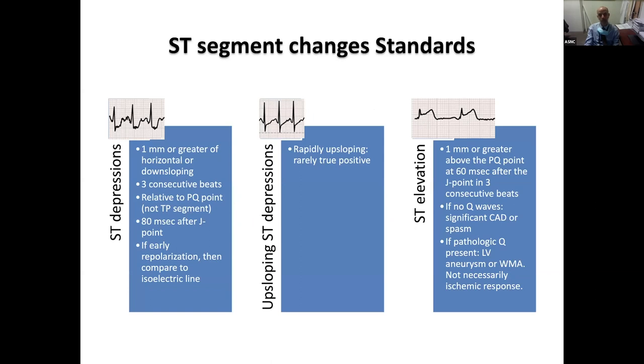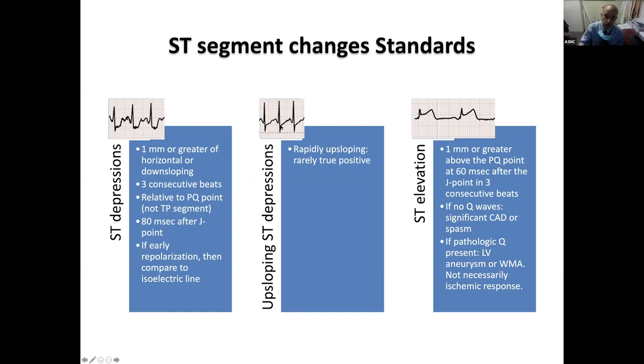These are the standards that we use to diagnose ST segment changes. I have summarized them here for the three most important, most frequent ones. ST depressions: we would require at least 1 millimeter or greater of horizontal or downsloping ST depression. These have to be seen in about three consecutive beats. And these are, as I mentioned, related to the PQ segment, not to the TP segment, which comes after the T wave. We usually measure these at 80 milliseconds after the J point. Occasionally, when the heart rate is extremely fast, we might measure them at 60 milliseconds, but the tradition has been to measure them at 80 milliseconds. And again, we compare this to the isoelectric line, and often this is the PQ segment.